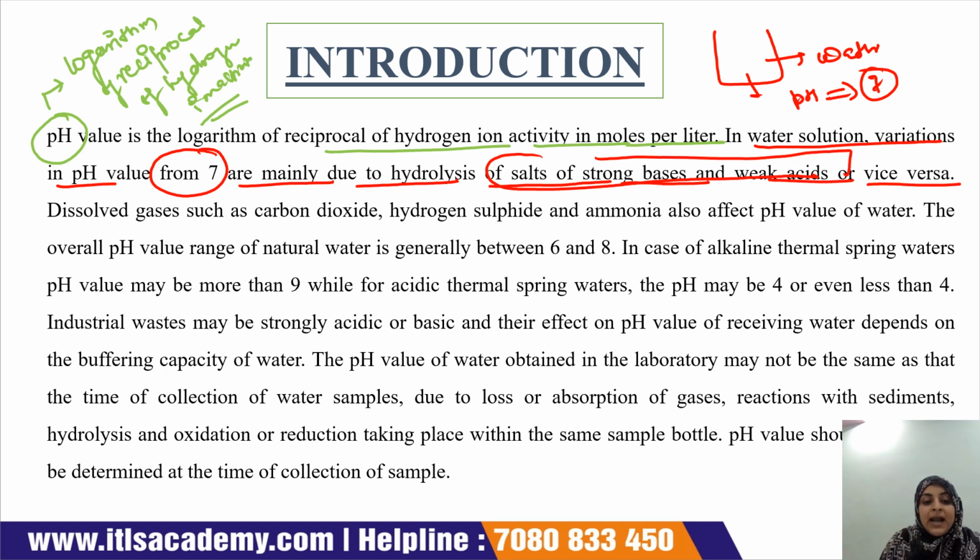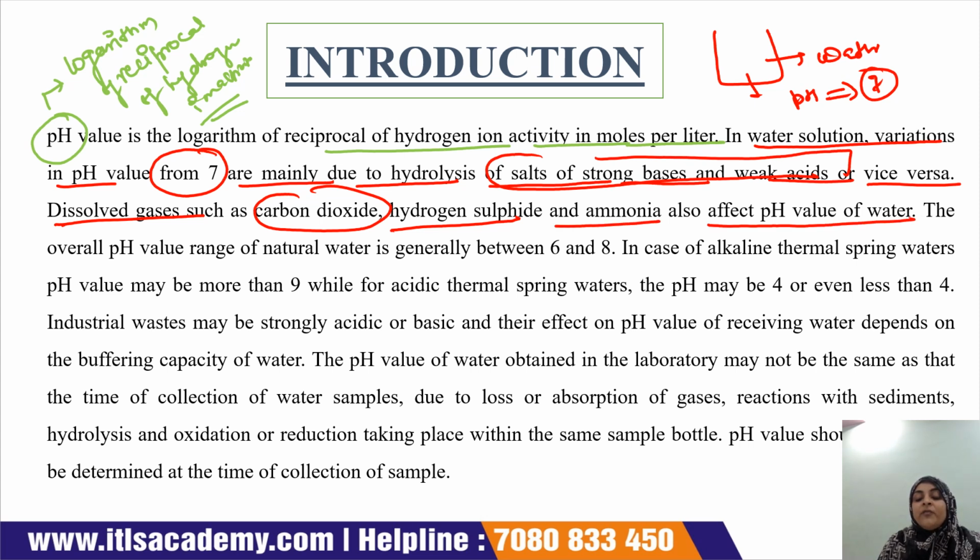Now in that case, if gases are dissolved, like carbon dioxide, hydrogen sulfide, and ammonia, they will also affect the pH of the water. We already know that the normal pH of water is 7, but if any dissolution of carbon dioxide, hydrogen sulfide and ammonia occurs, it will affect the pH. The overall pH value of natural water is generally between 6 to 8.